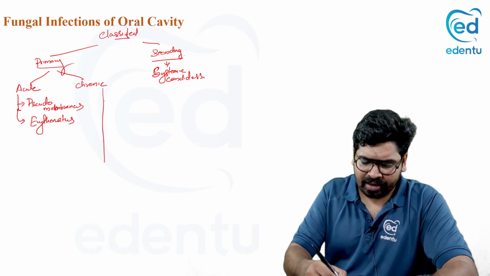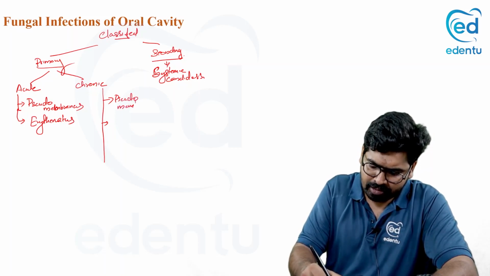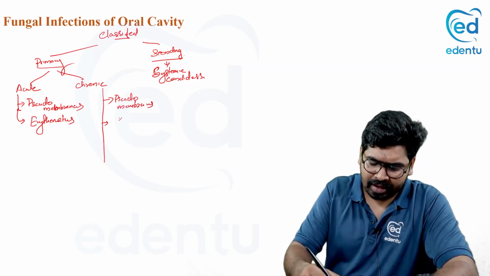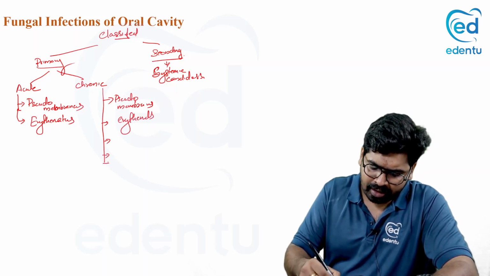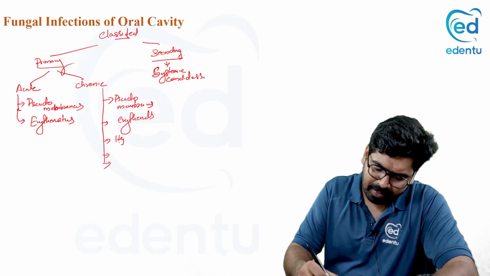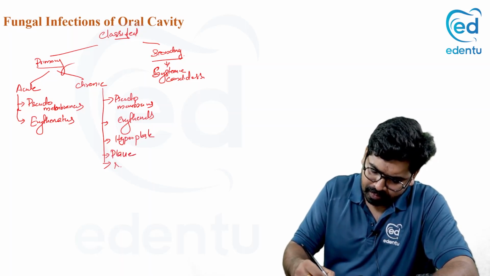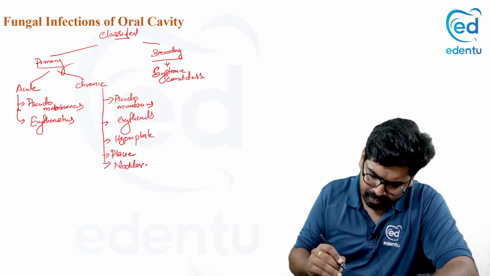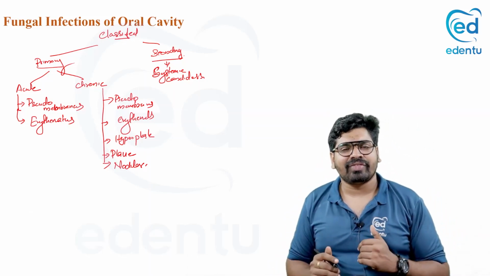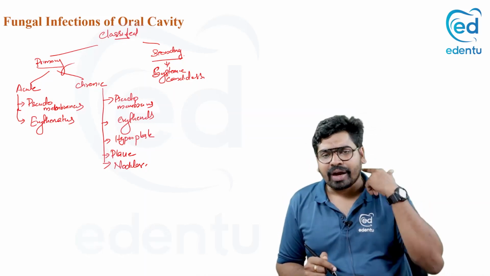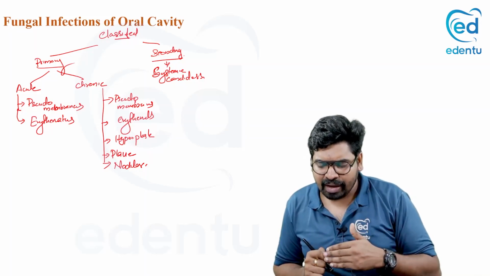And chronic we can also subclassify into chronic pseudomembranous, chronic erythematous, and a few others in chronic: chronic hyperplastic, chronic plaque-like, chronic nodular. Okay, so this is a brief classification of candida infection. It can be acute pseudomembranous or acute erythematous, chronic pseudomembranous or chronic erythematous, and chronic hyperplastic can also be seen.